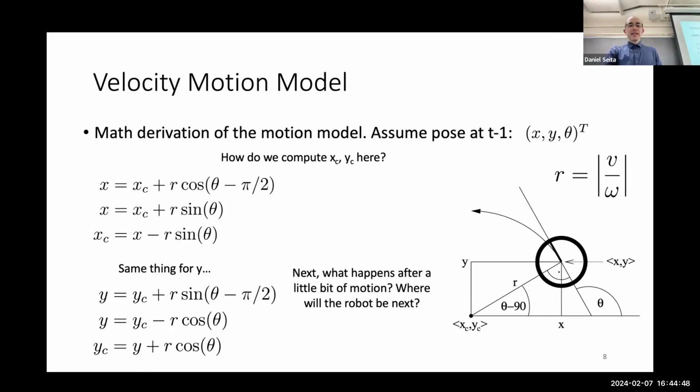All right. So by doing this, we have derived what xc and yc mean. And then what happens when there's a little bit of motion? You have v and omega. These two numbers represent the control, right? After the control happens, what's the next state? That's the whole point of doing this. We want to know what the next pose is. That's what a motion model is.